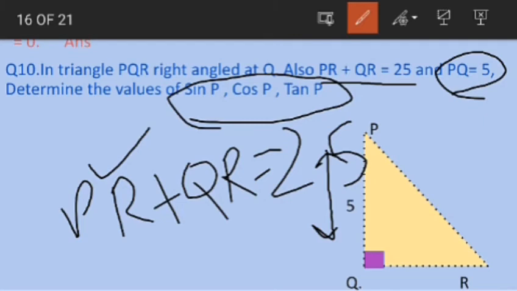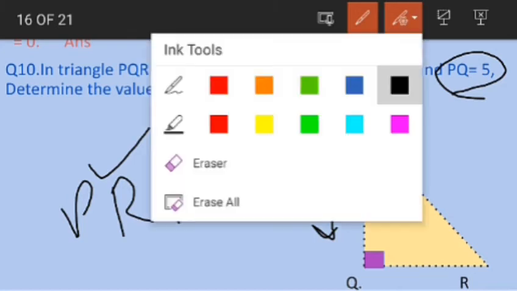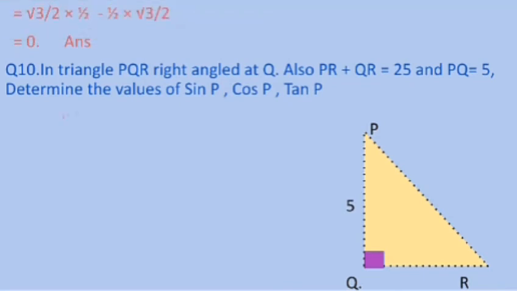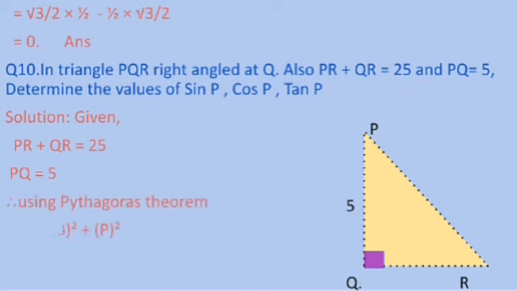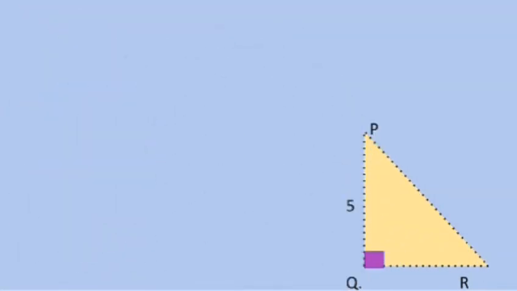There is just a simple trick: we need to calculate the value of PR and QR only one at a time, and then we will find the other related to the first one. So class, without wasting time, starting the solution, we are given that PR plus QR equals 25, and PQ equals 5. Therefore, using Pythagoras theorem, which states that hypotenuse square equals base square plus perpendicular square, and substituting the value of hypotenuse, that is PR square equals PQ square plus QR square.